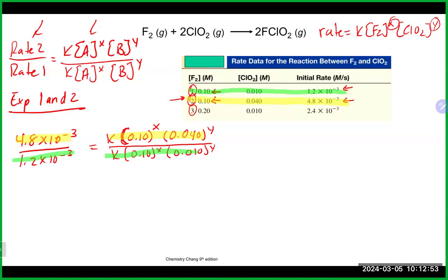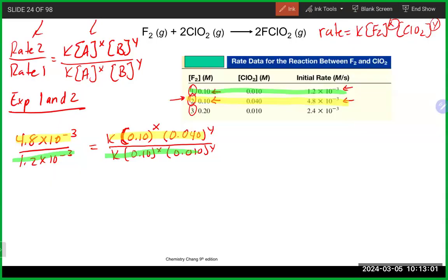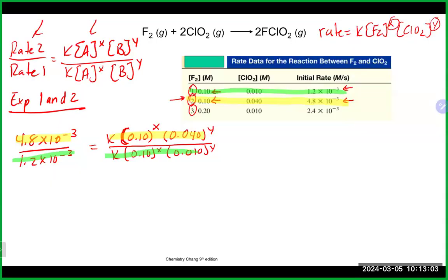All right, so now we're just going to do some math. And again, by putting the larger rate up on top, in a lot of cases that will give you a whole number here. So I'm going to take 4.8 times 10 to the minus 3 and divide it by 1.2 times 10 to the minus 3. And when I do all that, I hope that is a 4. Yeah. Now that's going to equal, coming across to the other side.